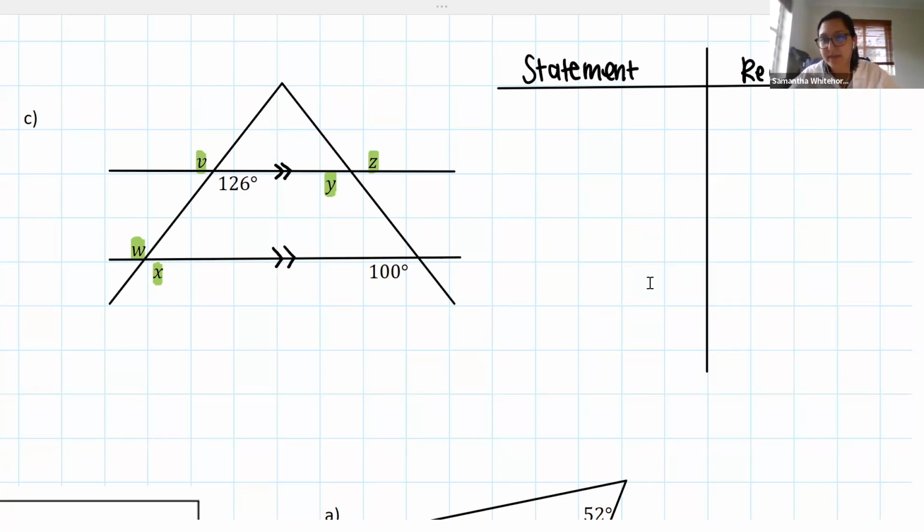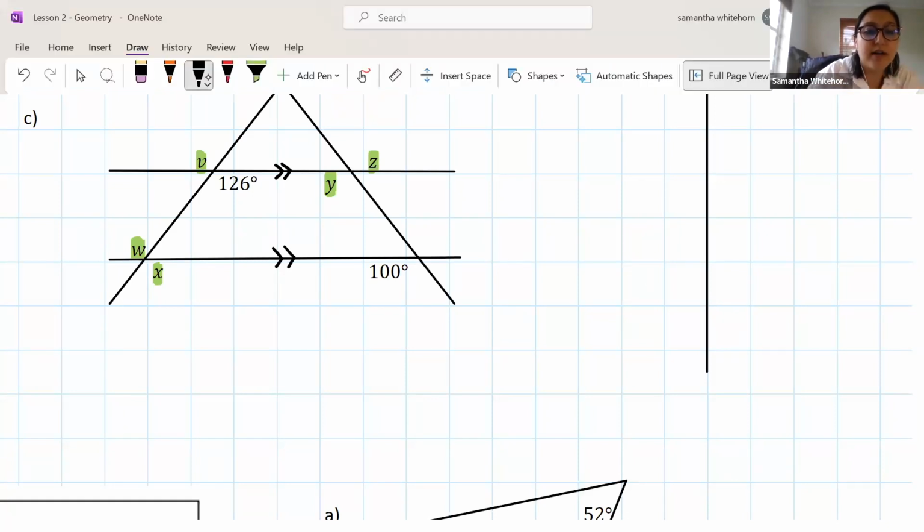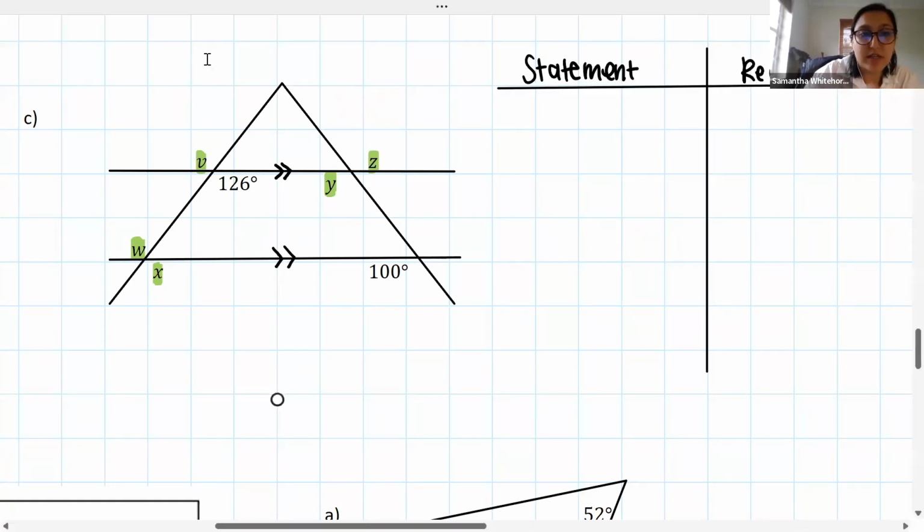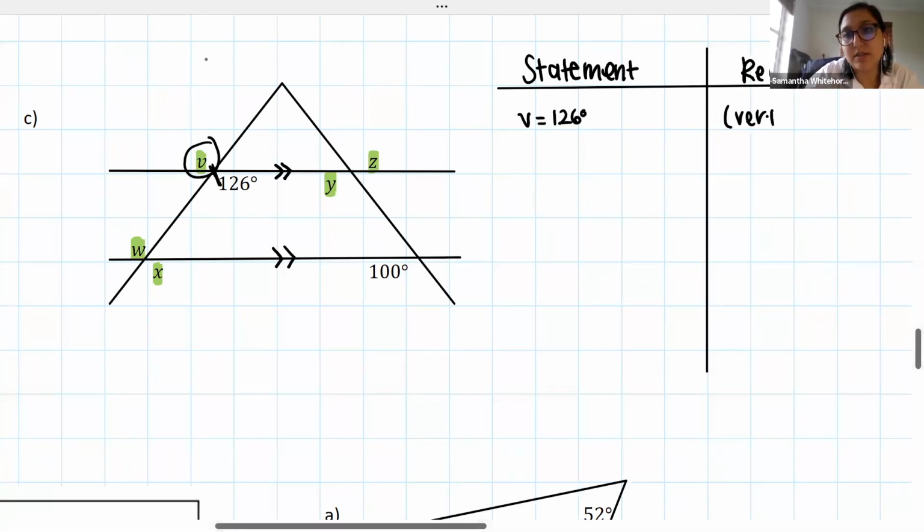Okay, let us have a C. I'm going to start alphabetically, although apparently I didn't really know my alphabet 5 minutes ago, but we're going to try. The first letter here is V. If I have a look at V, V is vertically opposite to 126. So nice and easy. V is equal to 126 degrees, vertically opposite, or vert op angles equal.